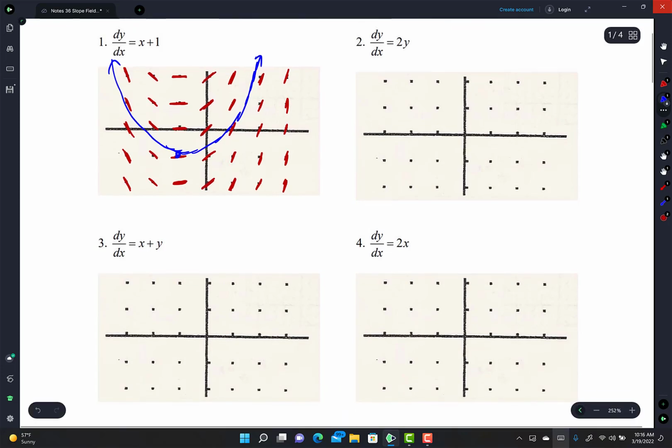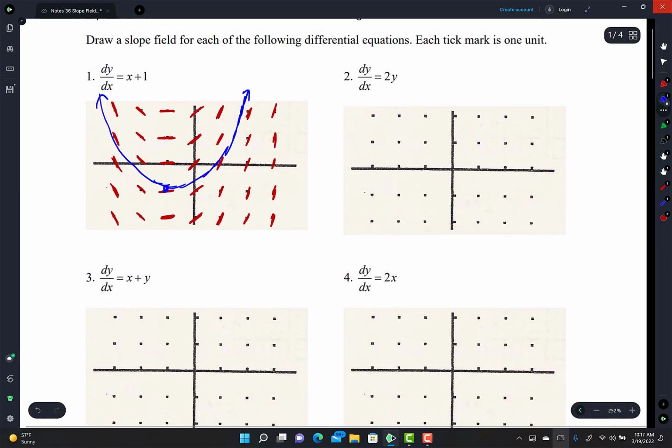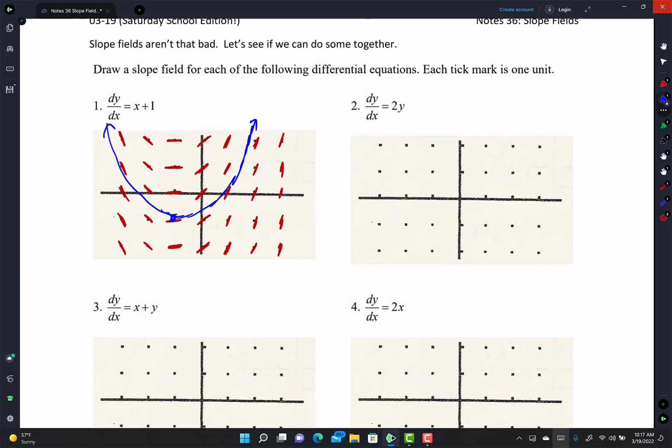Let's go to number 2. This one says 2y. So it's not affected by x's. It's just affected by y. So on the x-axis, the y value is 0. 2 times 0 is? So make lines of 0 right here.